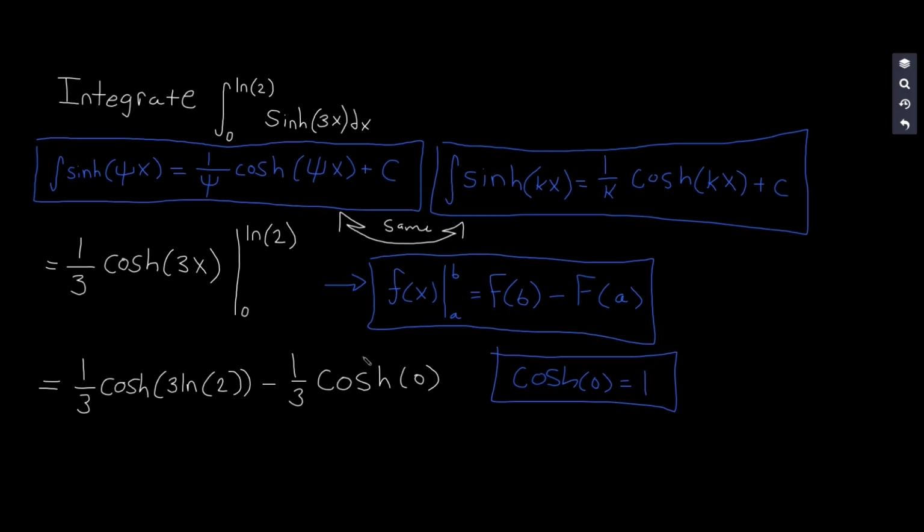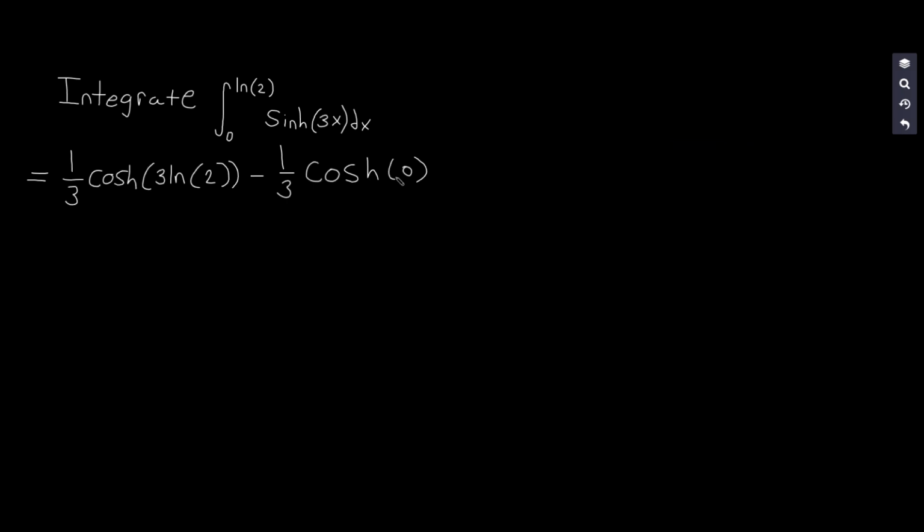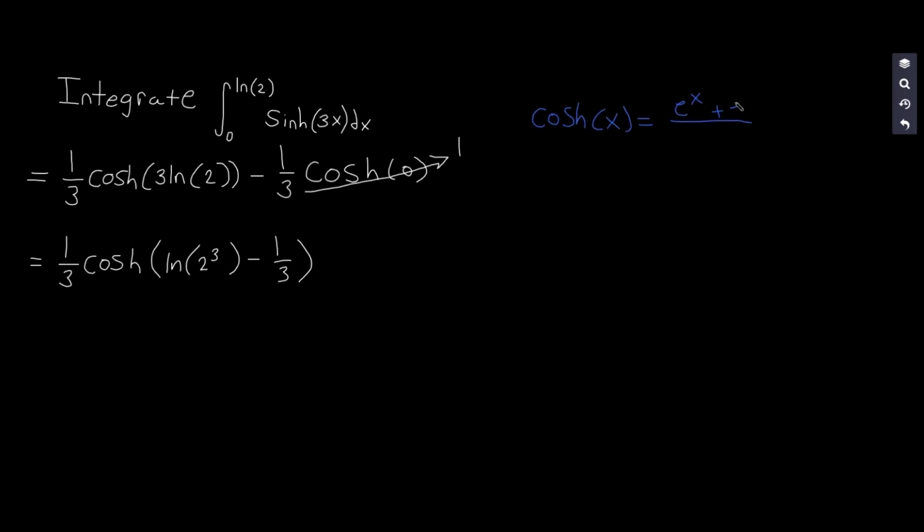Now, the thing about cosh is that it's actually a form of Euler's number e, the exponential. So feeding it a natural log, something should cancel out. Now we've established that cosh of 0 is going to go to 1. So this will become 1/3 cosh of the natural log of 2 raised to the third power minus 1/3. All right, so cosh of x equals e raised to the power of x plus e raised to the negative x power, over 2.